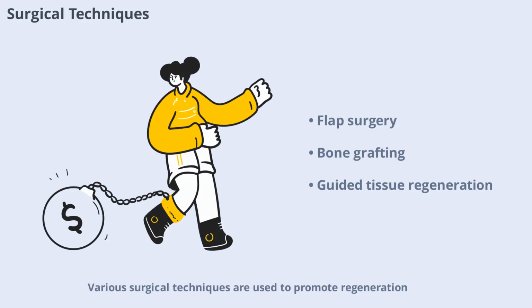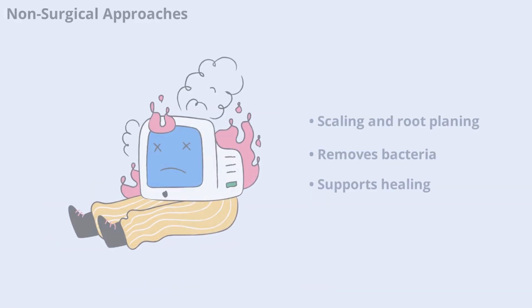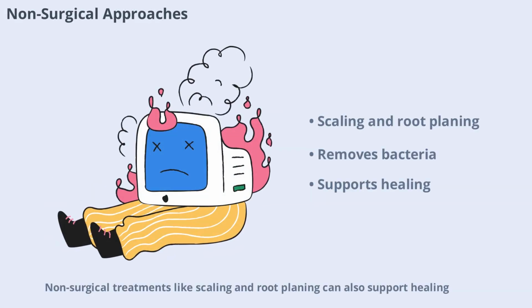Various surgical techniques are used to promote regeneration, including flap surgery, bone grafting, and guided tissue regeneration. The choice of technique depends on the specific clinical situation and the desired outcome. Non-surgical treatments like scaling and root planing can also support healing by removing bacteria and creating a clean environment for tissue repair. These approaches are often the first step in periodontal therapy.